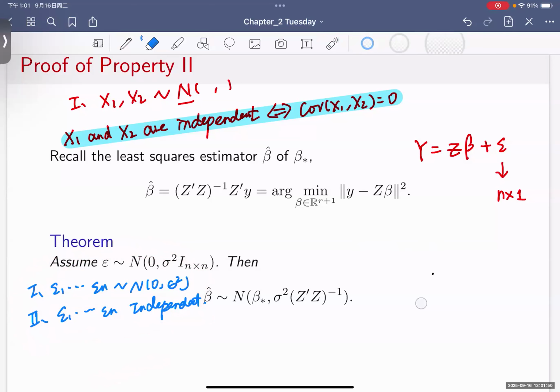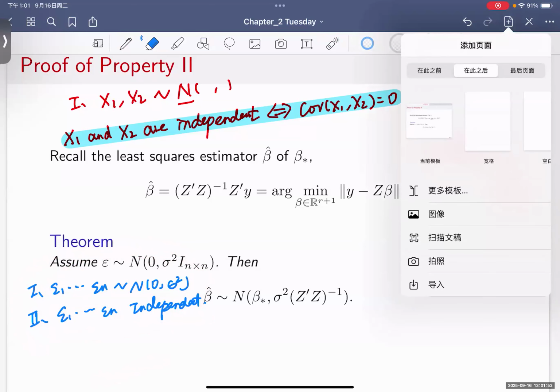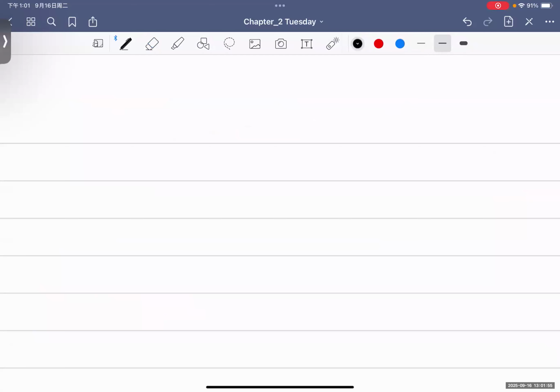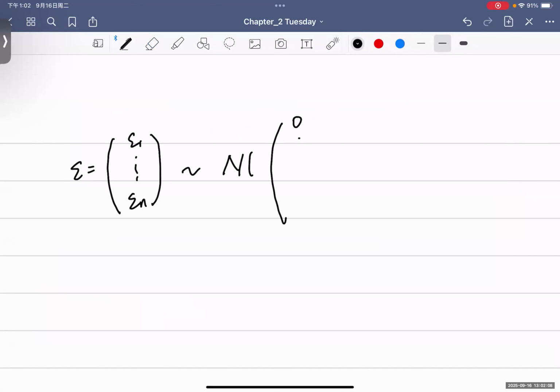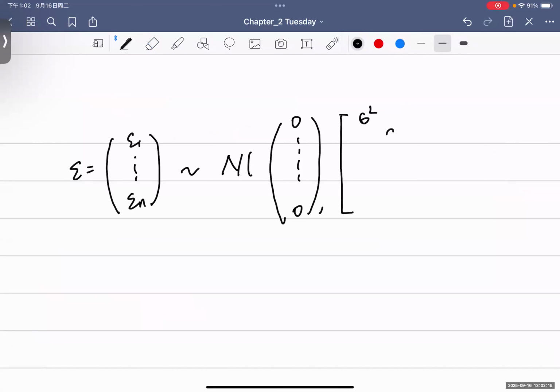maybe I open a new page to write. So we have the epsilon, which is epsilon 1 to epsilon n. The statement says that it is a normal distribution with a mean of the zero vector and a covariance matrix with sigma square on the diagonal, and zero otherwise.